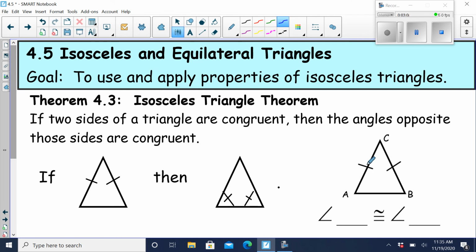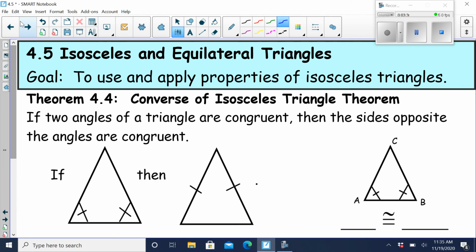So like on this triangle, I have two sides congruent. If I go across from my side AC, give me just one second. Okay, if I go across from my side AC, I'm at angle B. Across from my side BC, I'm at angle A. So what I would say here is angle A would have to be congruent to angle B. The base angles will be congruent.